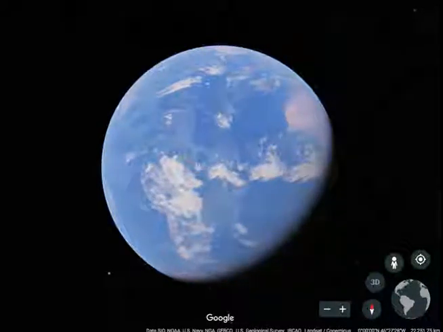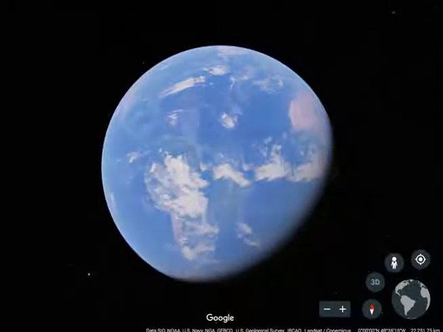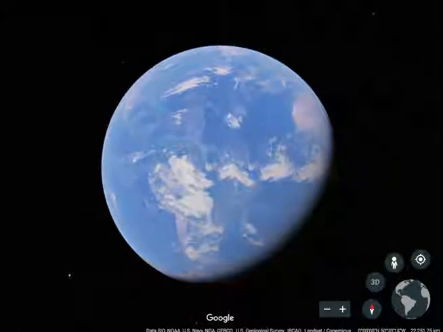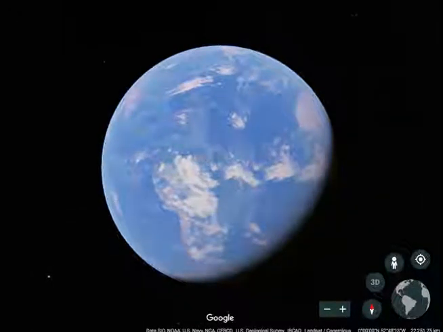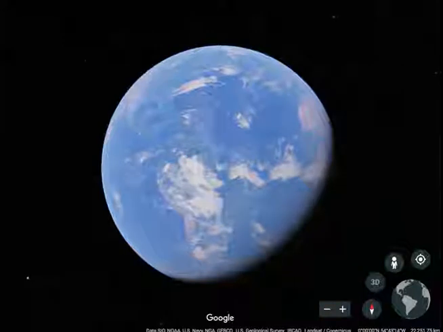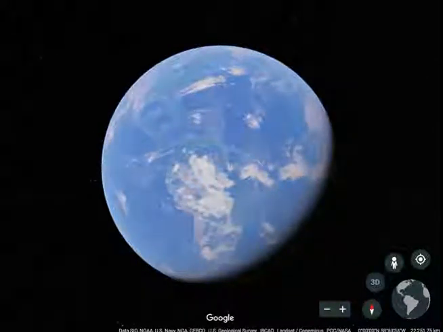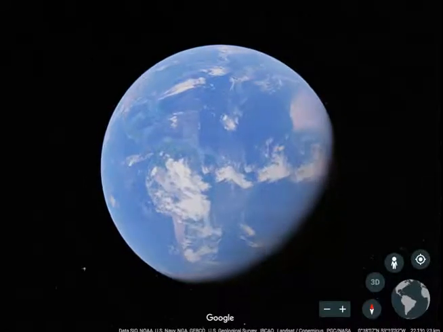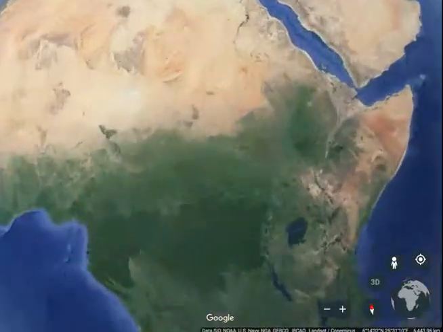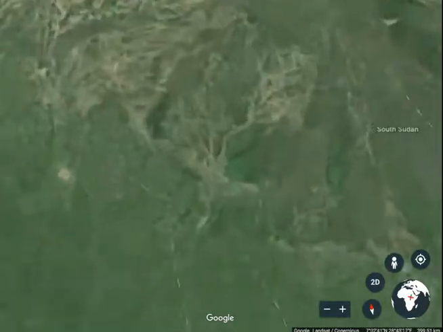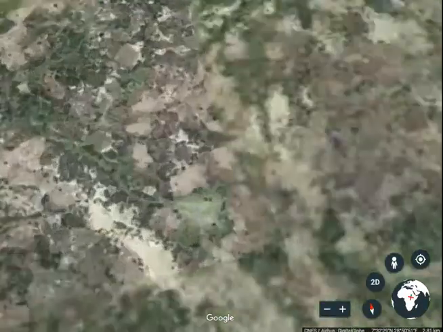Welcome to the Chapter 1 Google Lit Trip for A Long Walk to Water. As you can see, we have our globe in front of us, but we're going to start zooming in to the beginning of the chapter where we meet Nya and take a look at her long walk. So we're going to scroll over to Africa and zoom in to Sudan and South Sudan.